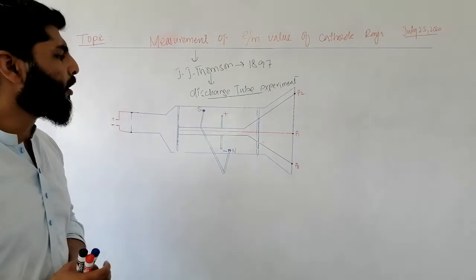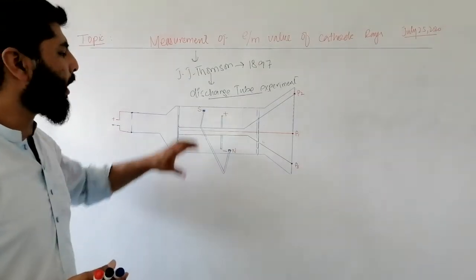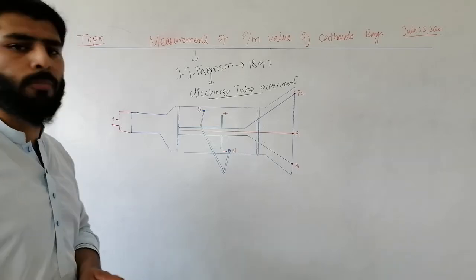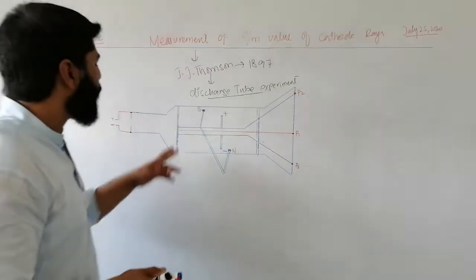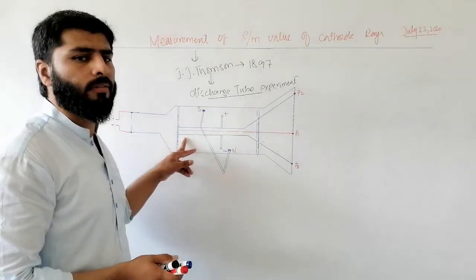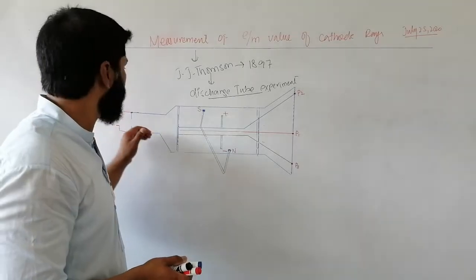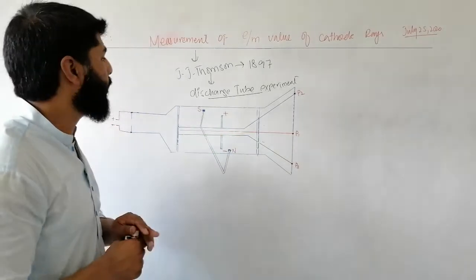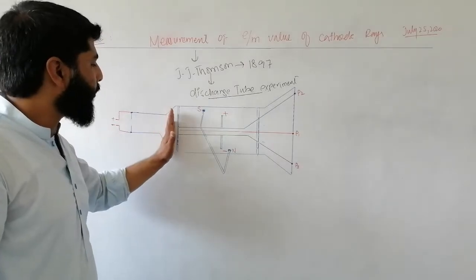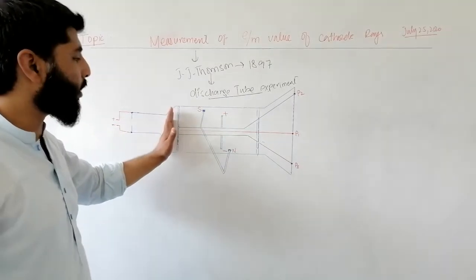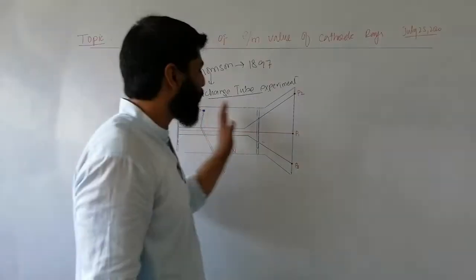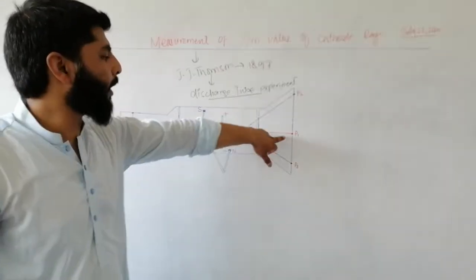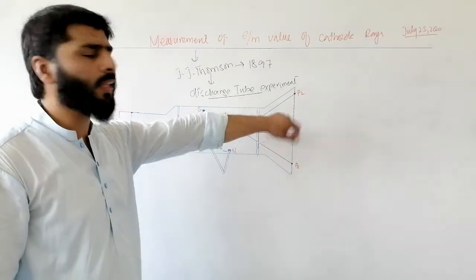Dear students, first of all, he performed the electric discharge tube experiment in which cathode rays were produced. Cathode rays produced will travel towards the anode. He discovered that cathode rays, after emitting from the surface of the cathode, travel towards the anode and strike at a point P1.